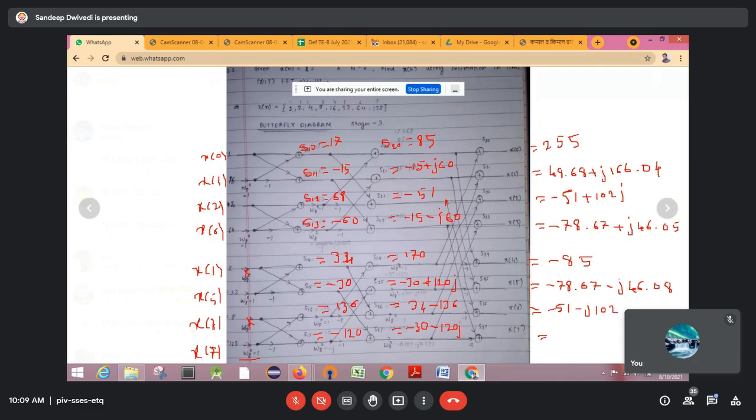Then the last value x of 7. So here this value will be minus 15 minus j60 and this will be multiplied with this one, and again multiplied with minus 1 and then added to this one. So this value will be simply 48.6 minus j166.08. So all these values are there. You can do this calculation and verify this answer.